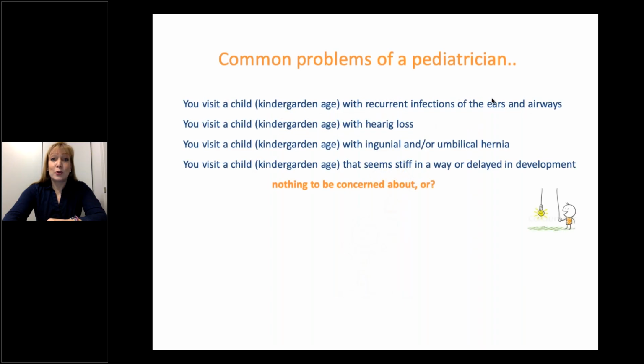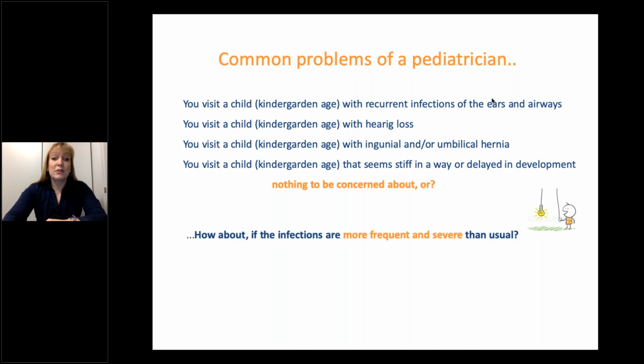So how to diagnose early? The major problem is that the earliest signs and symptoms of MPS and mannosidosis are very similar to common complaints that you have to deal with as a pediatrician. For example, you have a child visiting you with recurrent infections of the ears and airways, or a child with hearing loss, or with umbilical or inguinal hernia, or a child that seems a little bit stiff in a way or has some developmental delay. So nothing really to be concerned about, I think, correct?